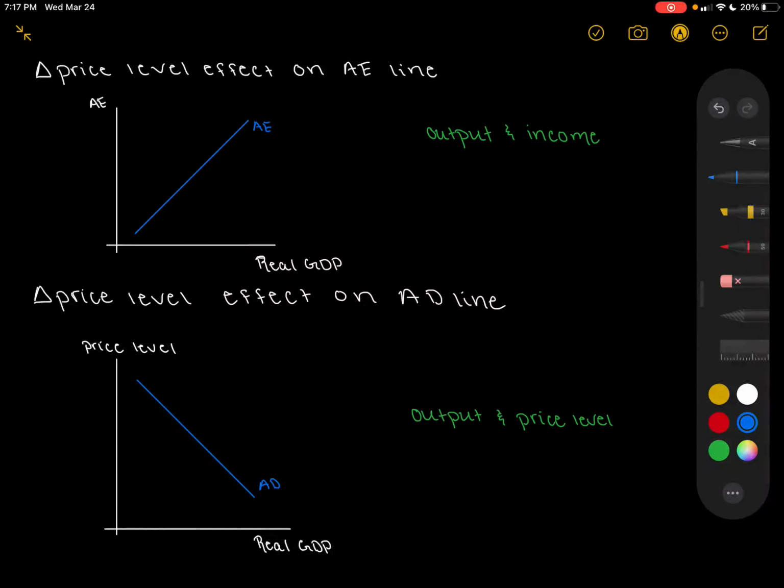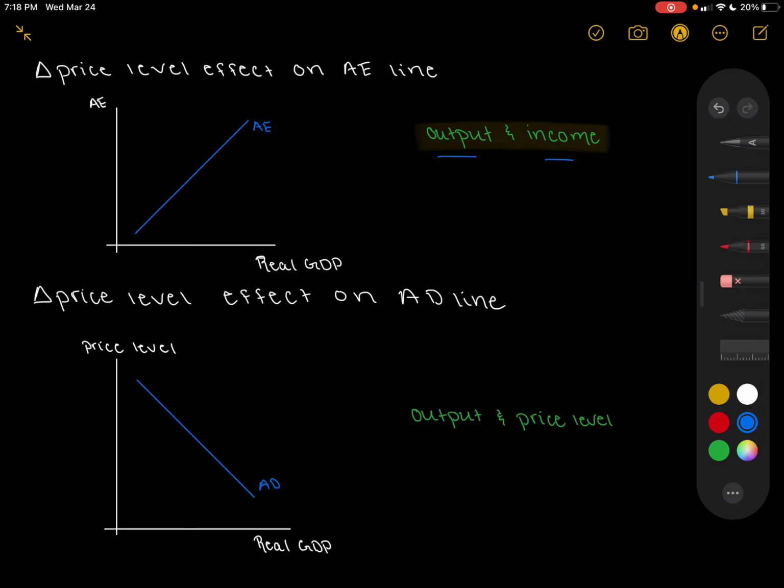To see the differences in changes on aggregate expenditure lines and aggregate demand lines due to changes in price level, let's examine these graphs right here, and let's start by looking at what the relationship is for each one of these. So for the aggregate expenditure line, we know that it's explained by the relationship between output and income. So if the price level changes, we're not going to see any movement along this curve because this curve isn't made up of price, it's made up of output and income.